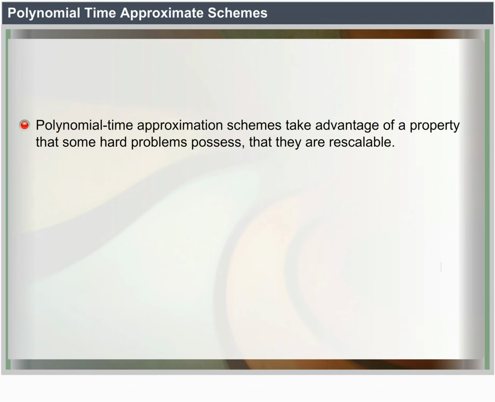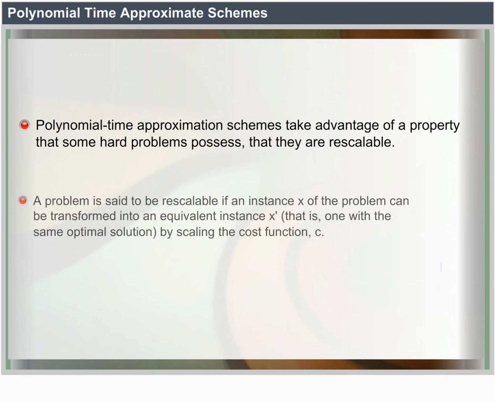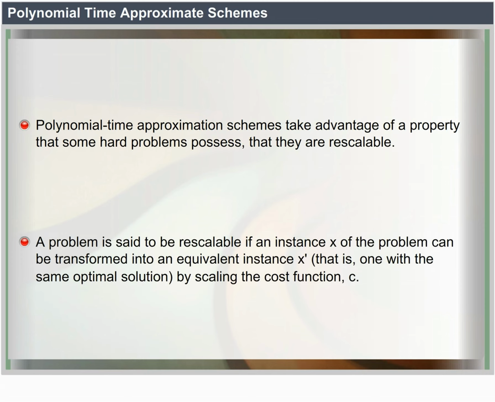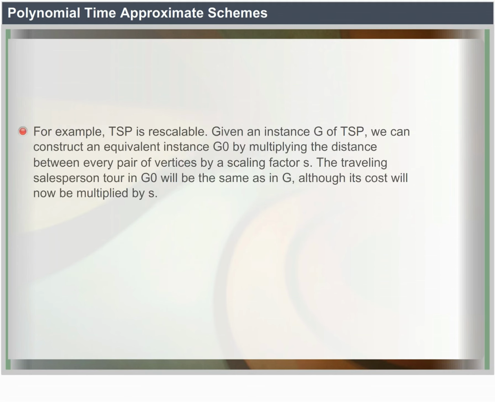Polynomial time approximation schemes take advantage of a property that some hard problems possess: that they are rescalable. A problem is said to be rescalable if an instance x of the problem can be transformed into an equivalent instance x', that is, one with the same optimal solution, by scaling the cost function c. For example, TSP is rescalable.